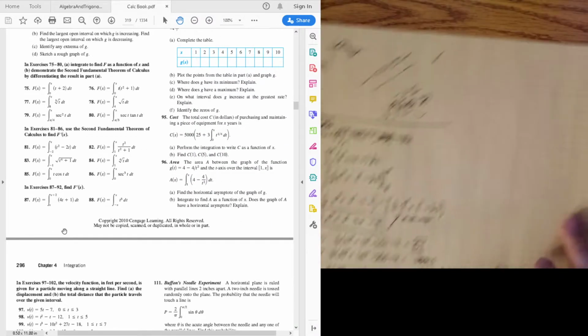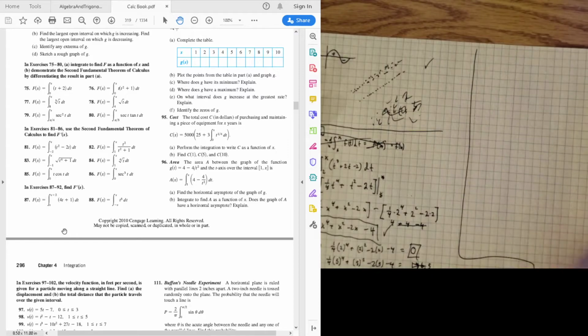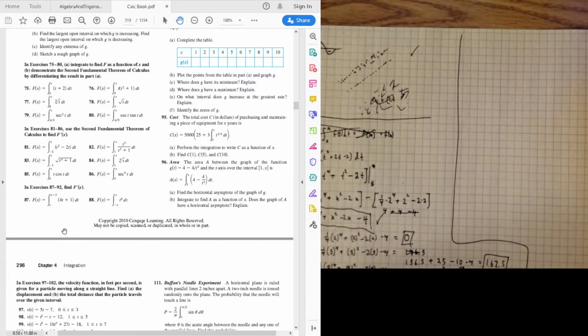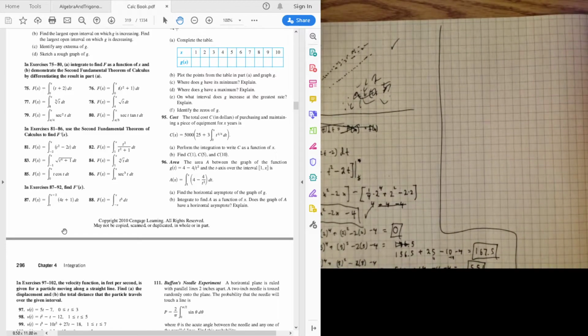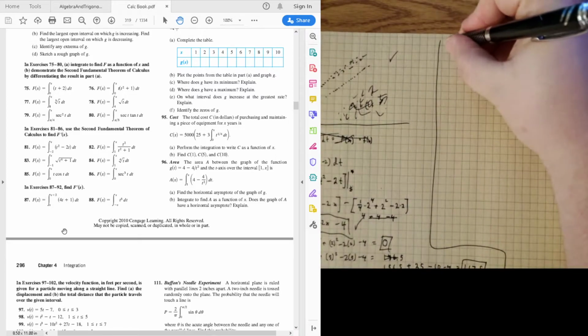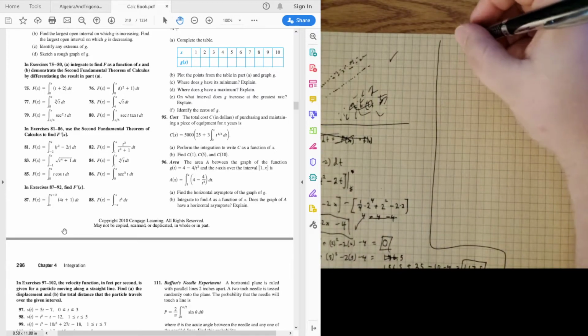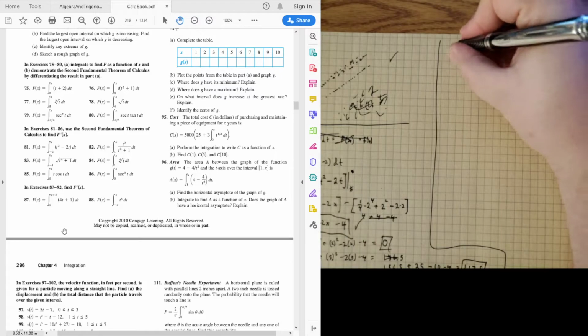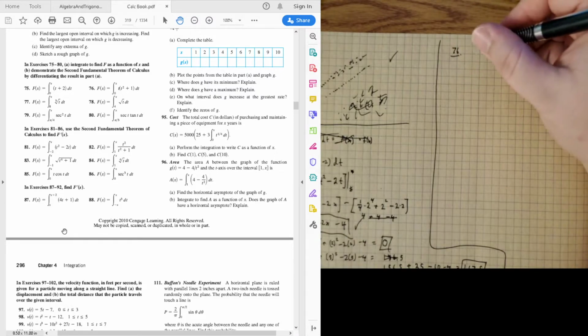Okay, let's see if I can use this space over here. So we also have 75 through 89. Let's answer a couple of these. 75 through 89 states, integrate to find f as a function of x. Demonstrate the second fundamental theorem of calculus by differentiating the result in part A. Oh, so basically check your results. Do I get the same function when I integrate? I'm going to do 76 as an example, showcasing what I'm looking for.